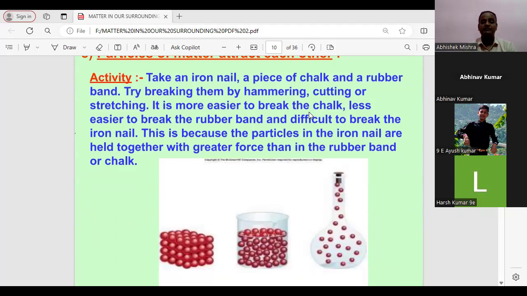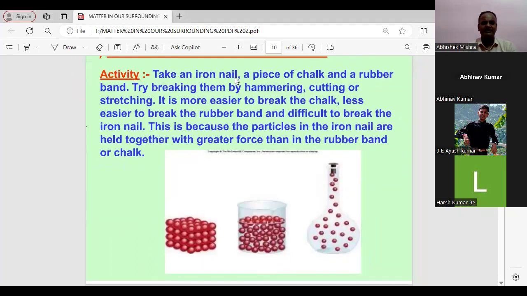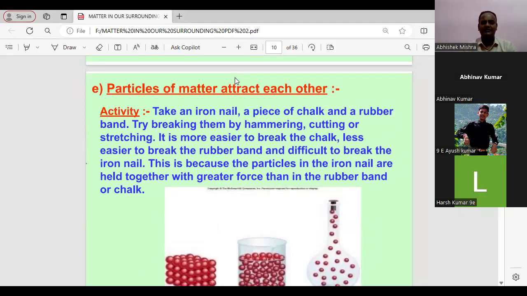Next, particles of matter attract each other. For this, we will take some iron nails, a piece of chalk, and a rubber band, and try breaking them by hammering, cutting, or stretching. We'll see it is easier to break chalk, less easy to break the rubber band, and difficult to break the iron nail. Now, students, from this activity, can you tell me why it is difficult to break the iron nail?